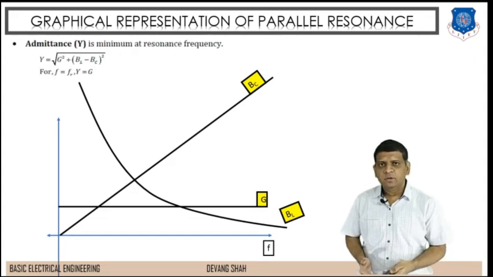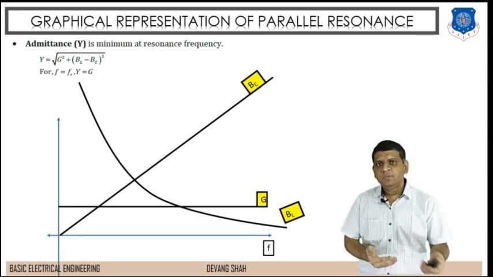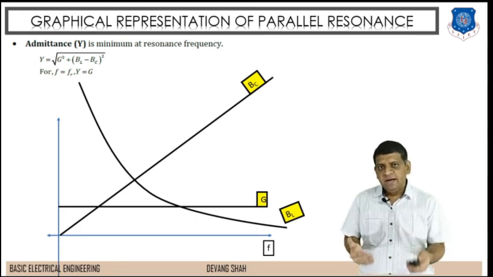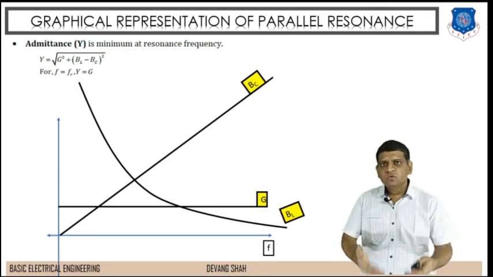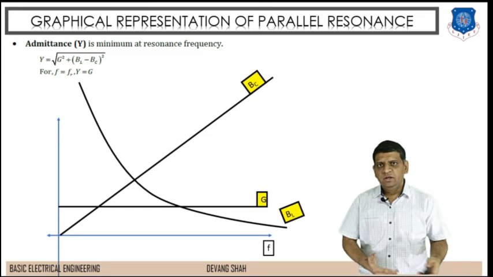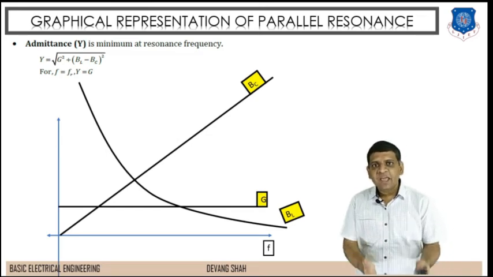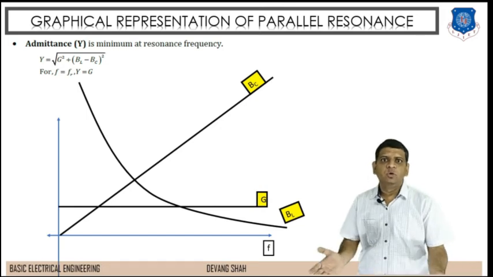Now from this you can find the admittance. Admittance Y is nothing but the reciprocal of impedance. So I can define here Y is equal to the square root of G square plus (BL minus BC) square, right? So at resonance, BL is equal to BC. So you can write here Y is equal to G. So admittance is the same as the conductance at the resonant frequency.